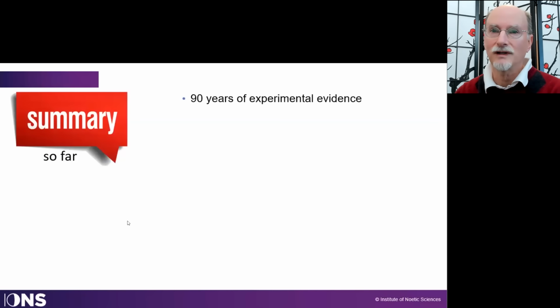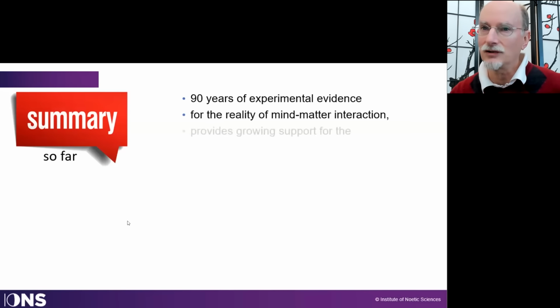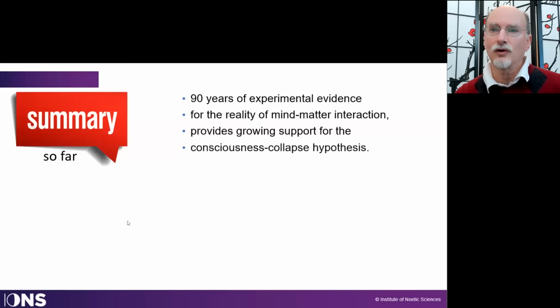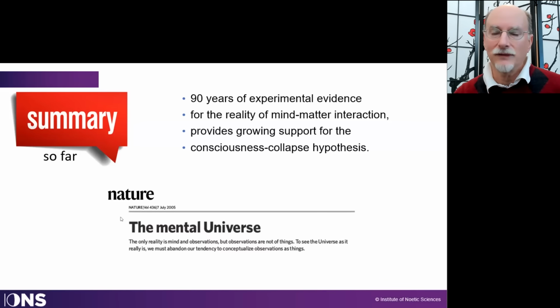So the summary so far is this: 90 years of experimental evidence for the reality of mind-matter interaction, and it provides growing support for the consciousness collapse hypothesis. And this has even been talked about in Nature. So in July 2015, the author was writing about the mental universe. The only reality is mind and observations. But observations are not of things. To see the universe as it really is, we must abandon our tendency to conceptualize observations as things.